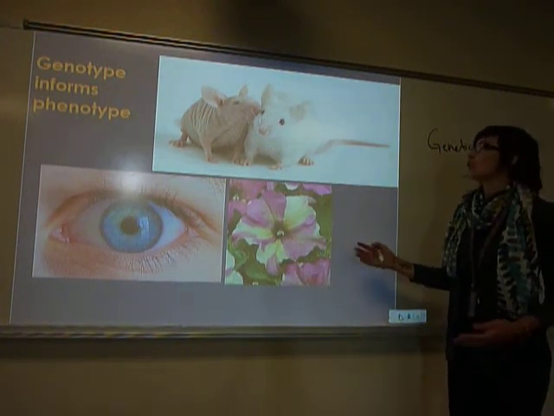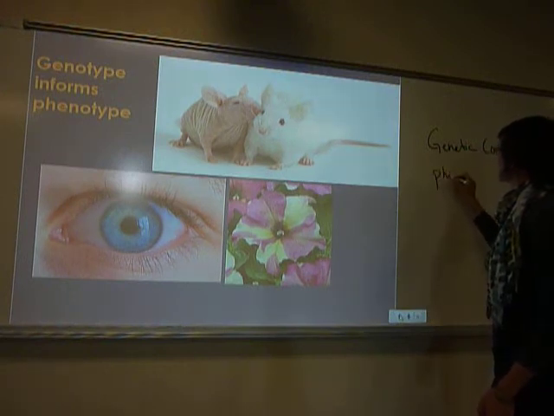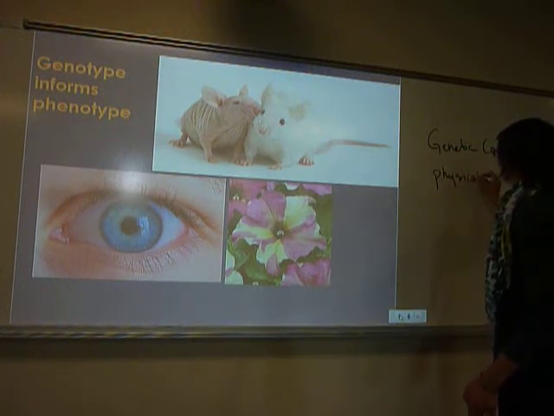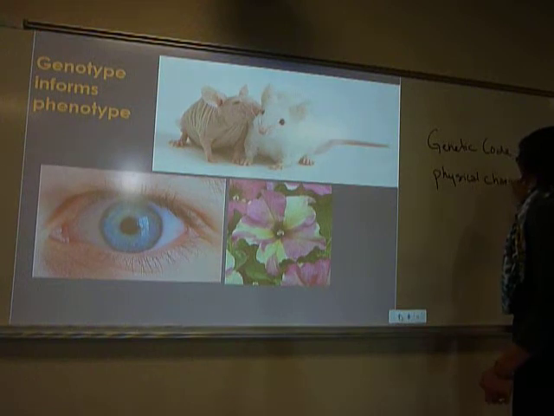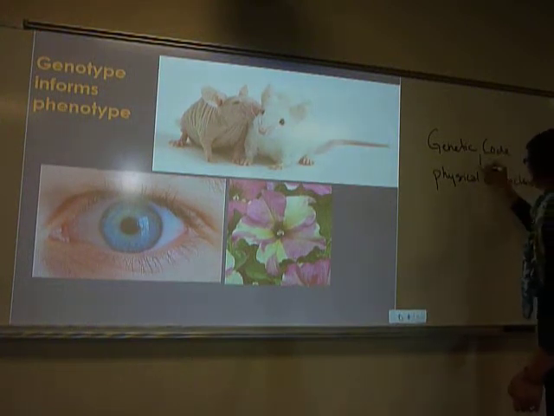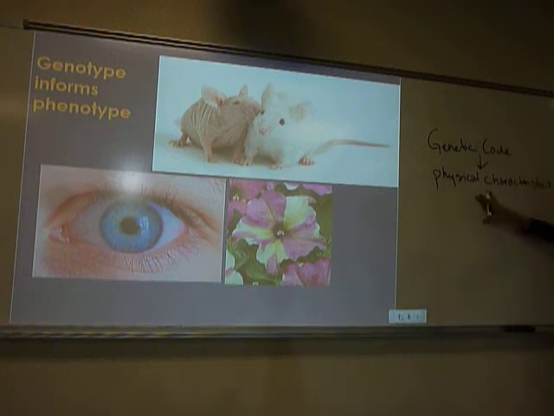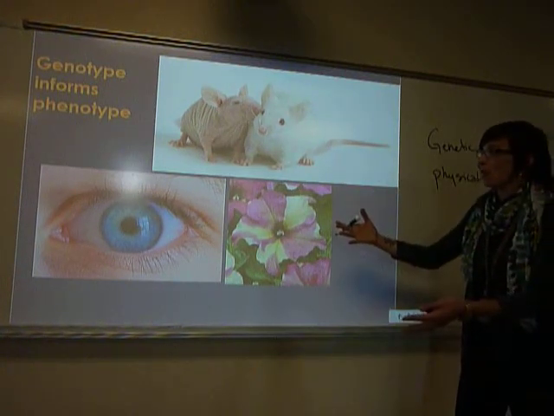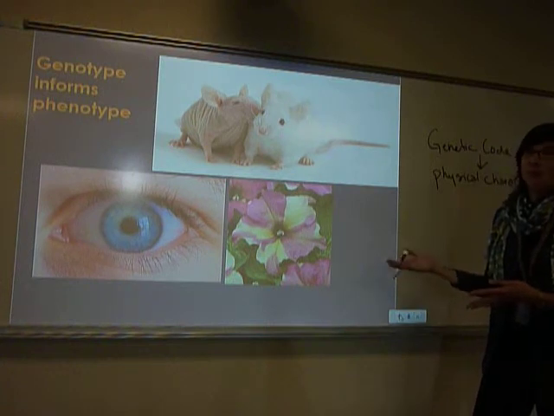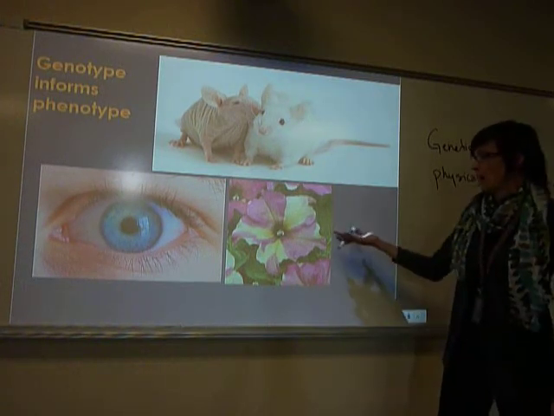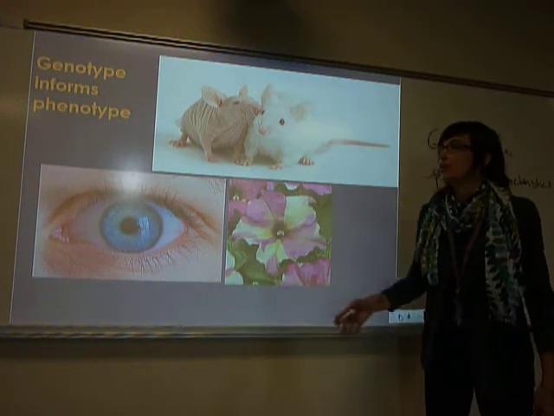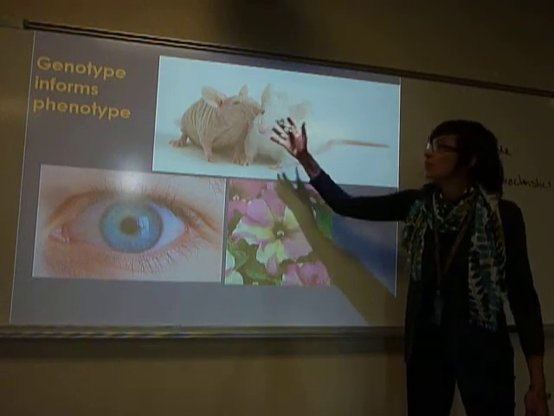Phenotype refers to the physical characteristics. And these physical characteristics are completely reliant, they're determined by how the genetic code is expressed. So genotype informs phenotype in organisms. The stripes in the petunia, a blue color of your eye, a hairless mouse versus a mouse with hair.